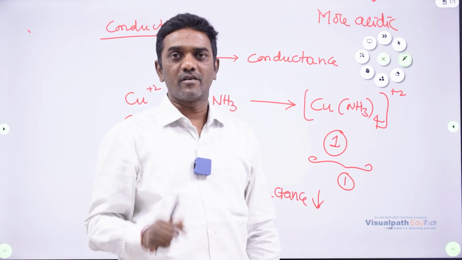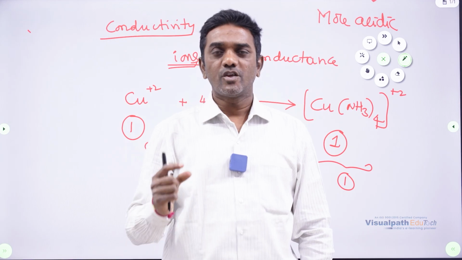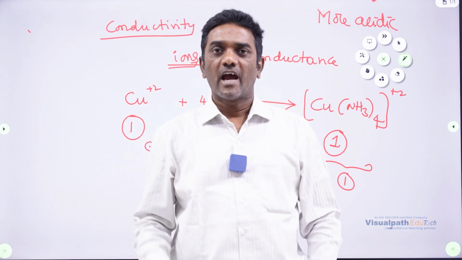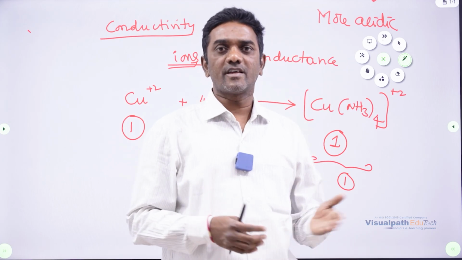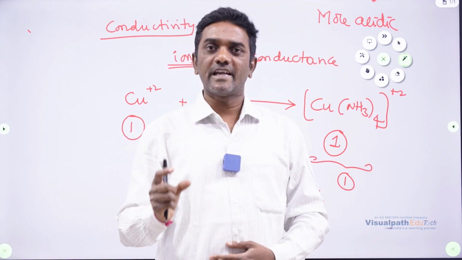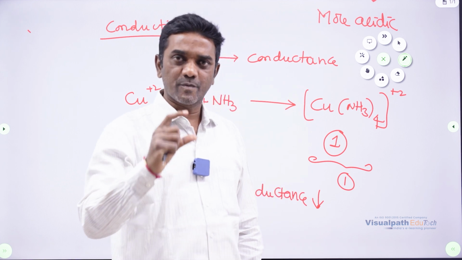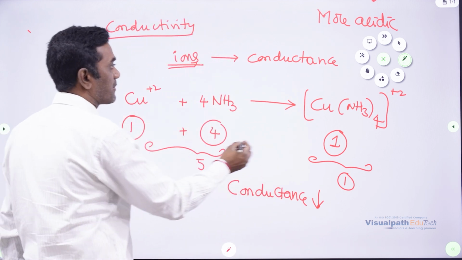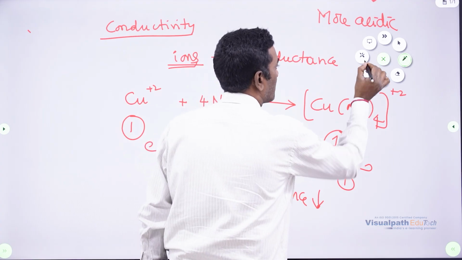Imagine you are having a copper plus 2 ion and forming a complex with ammonia, right? And after forming complex, how many ions are there? 1 ion. So number of ions decrease. So directly it is proportional. It is proportional that complex is forming, right? In this way, conductivity is helping us to find out the complex formation.